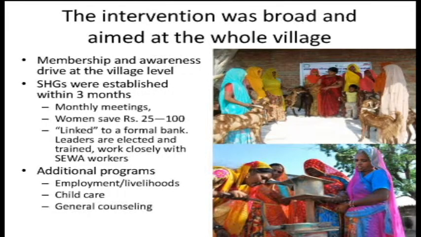Who organized this intervention? SEVA, the Self-Employed Women's Association, is the one organizing the intervention. And the women, as I said, save between 25 and 100 rupees a month and take turns to borrow money from the common pool. In some cases, these self-help groups have also been linked to formal banks, so they have the opportunity to borrow some additional money from the outside as well. In addition to this specific savings mechanism, the facilitator is also helping out in the villages with different kinds of employment and livelihood programs, with childcare and some general counseling as well. So it's not just one single thing, there's a bundle of different kinds of interventions.